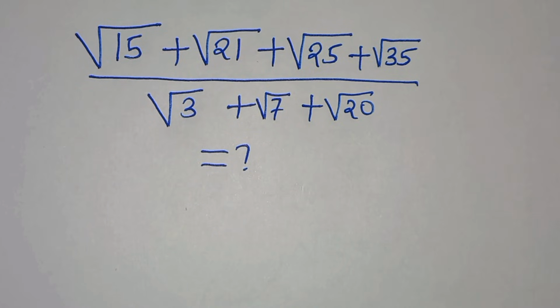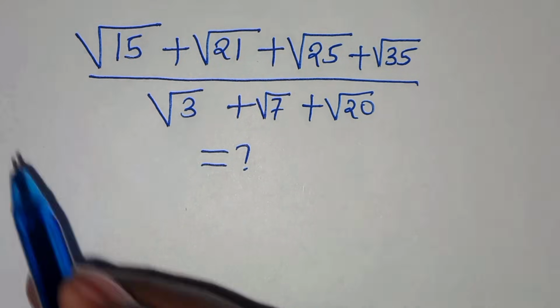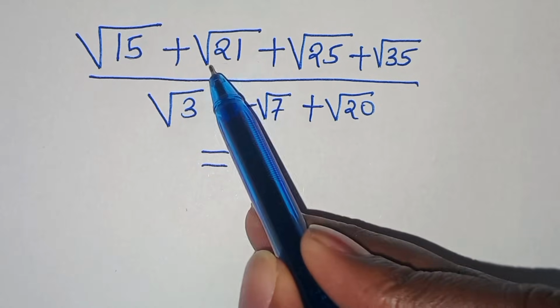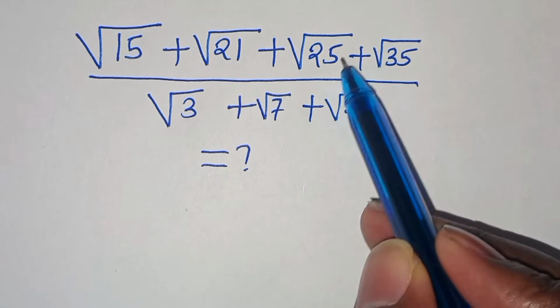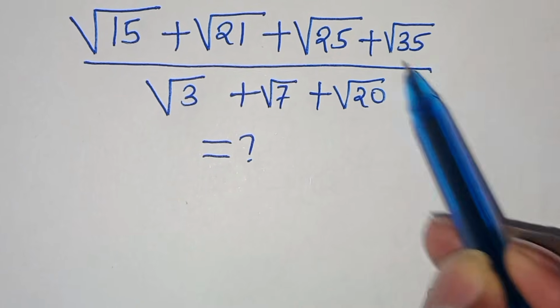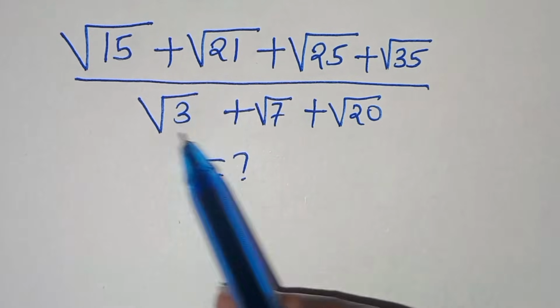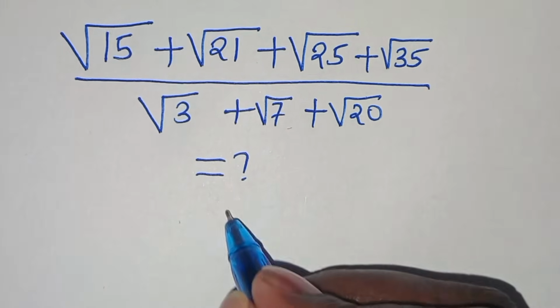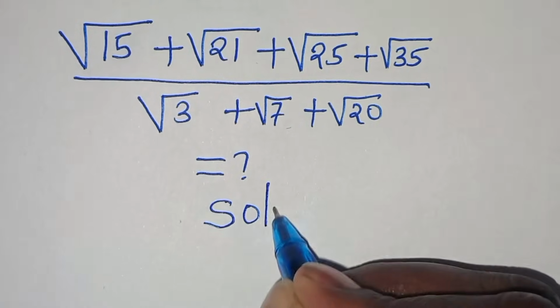Hello everyone, you're welcome to solve this nice radical square root math problem, which is the square root of 15 plus square root of 21 plus square root of 25 plus square root of 35 divided by square root of 3 plus square root of 7 plus square root of 20. So let's provide a solution from here.